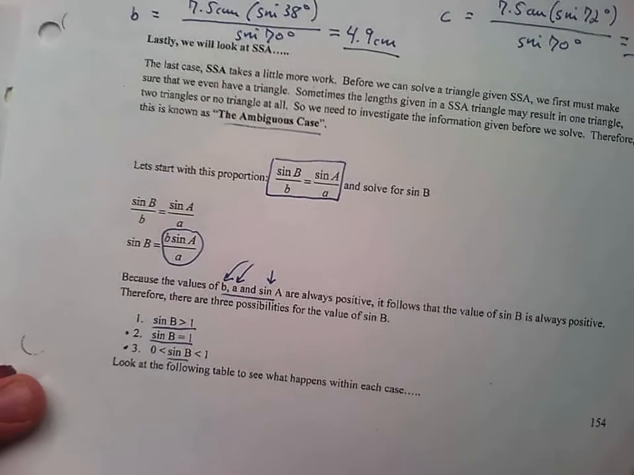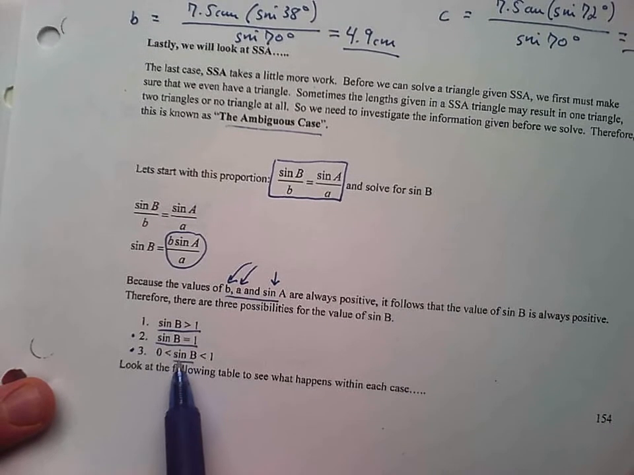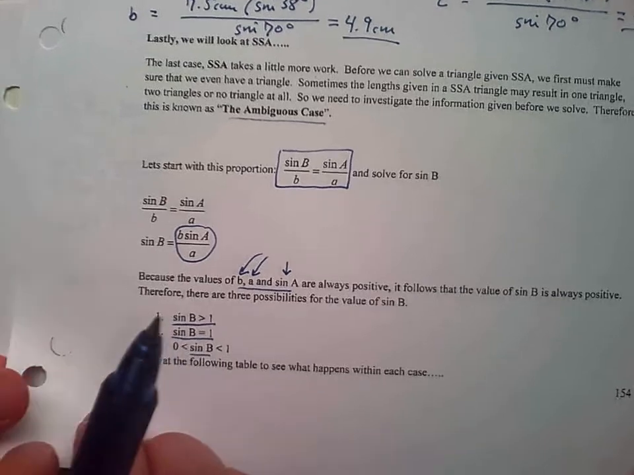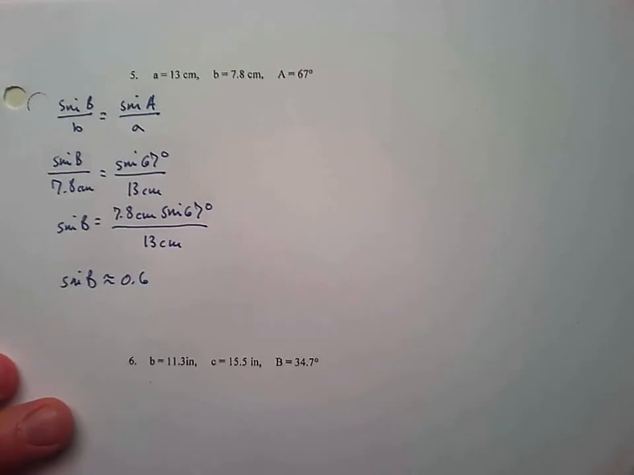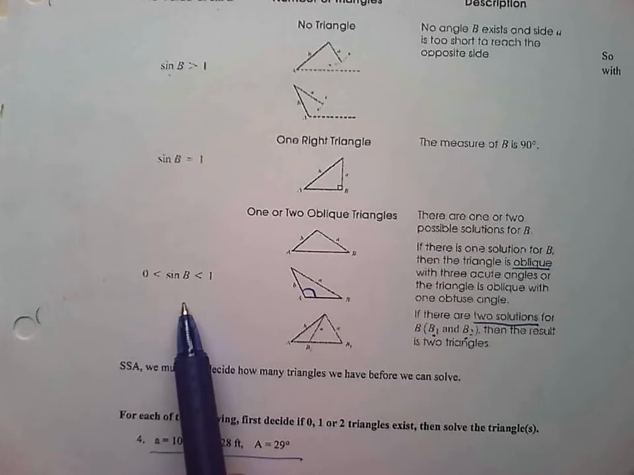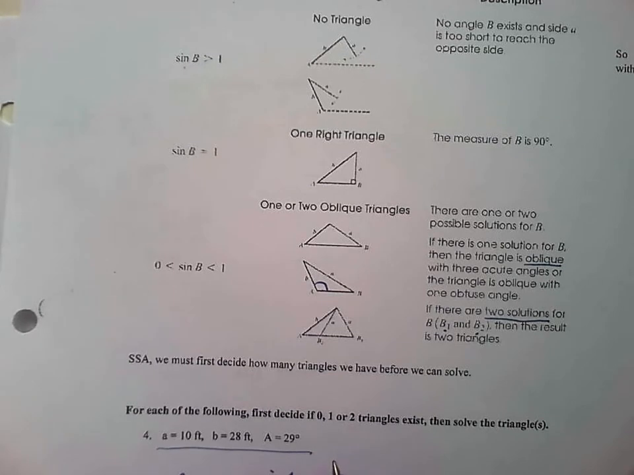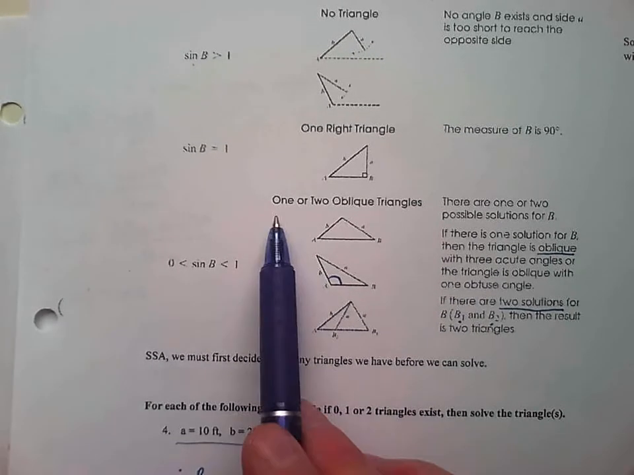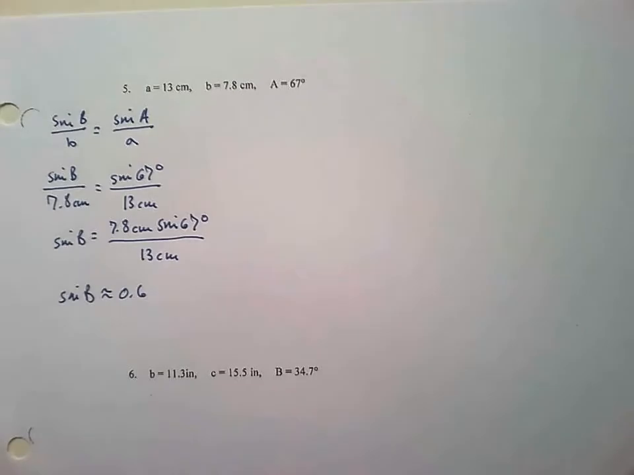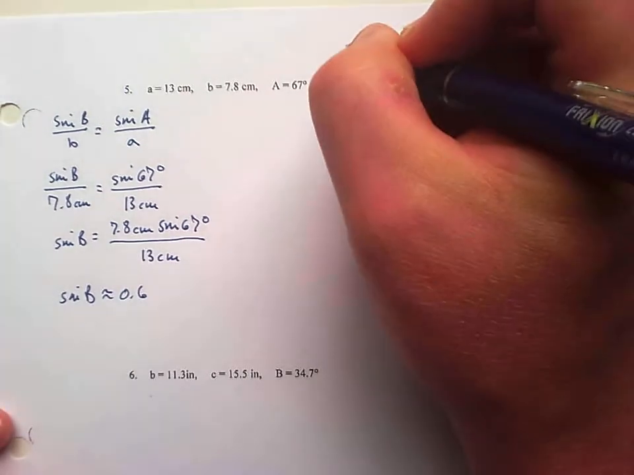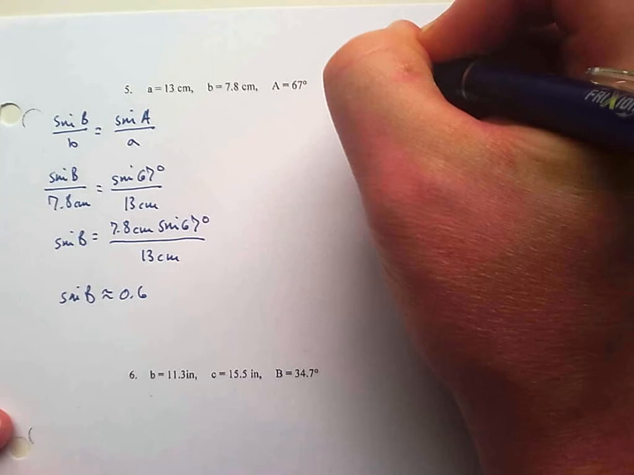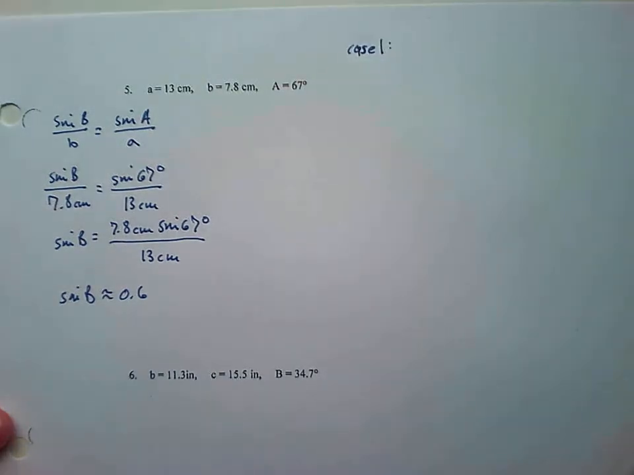So now we're in the third case. The sine of B is between 0 and 1. So we can have one or two triangles, right? One or two oblique triangles. So let's take a look at it to see what we have. I'm going to call this right here case number 1.